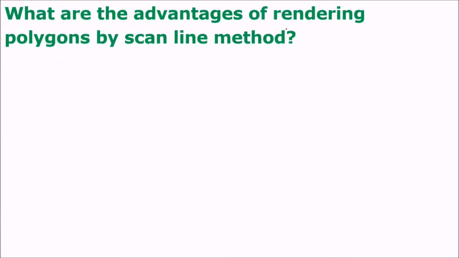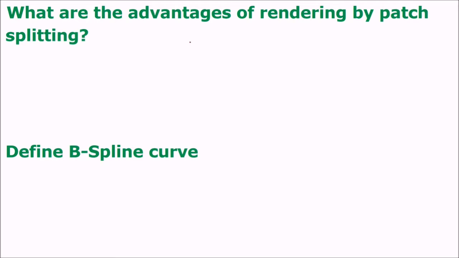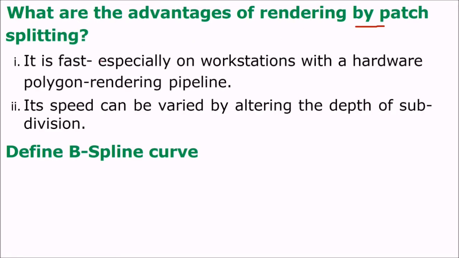What are the advantages of rendering polygons by the scanline method? The maximum and minimum values of the scan can be easily found. The intersection of a scanline with edges is easily calculated by a simple incremental method. And the depth of the polygon at each pixel is easily calculated by the incremental method. Advantages of rendering by patch splitting: first, it is fast, especially on workstations with a hardware polygon rendering pipeline, and its speed can be varied by altering the depth of the subdivision.